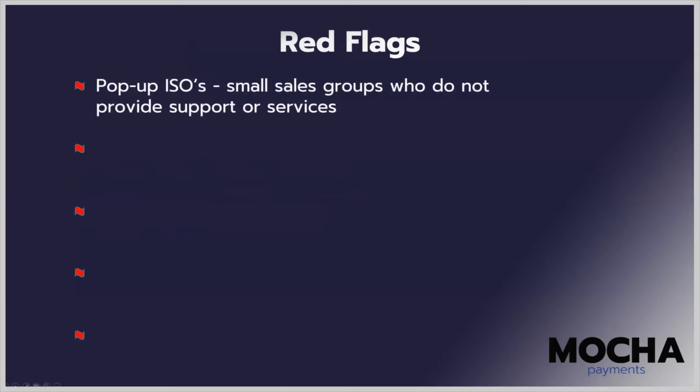As we mentioned, pop-up ISOs are small sales groups who do not provide support or services. If you sign up with them, they'll often tell you that you have to call a third-party company or an outsourced service company if you have any questions. You're not going to be calling the sales group. Their focus is strictly to set up as many accounts as possible as quickly as they can, so they can lock them into a contract, raise the rates and fees, and then let them ride out.